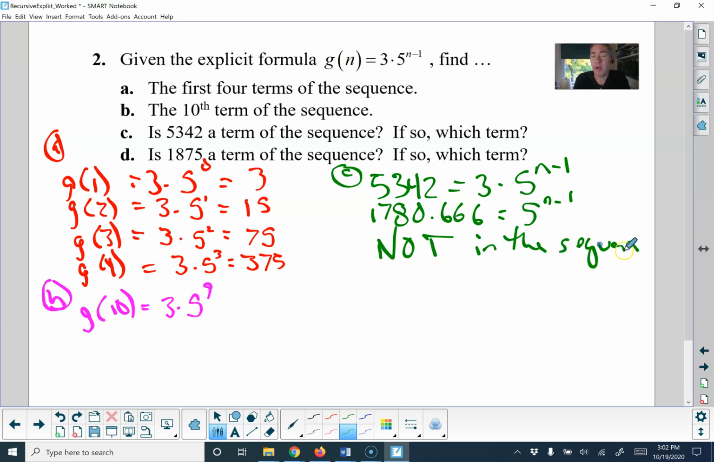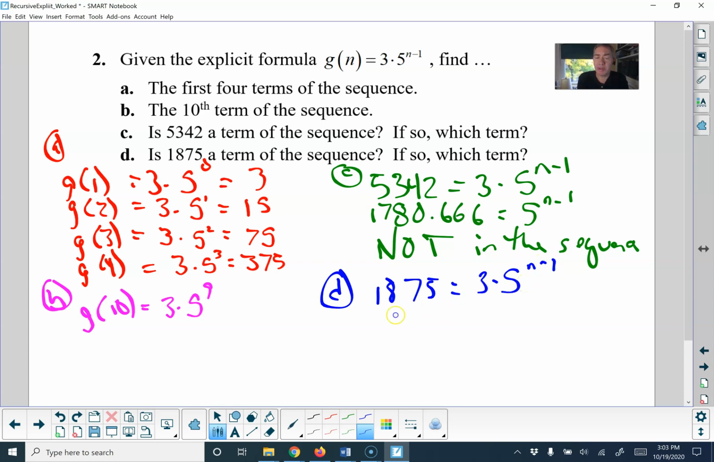Had we been clever, we could have figured that out right away, actually, because you notice the sequence is 3, 15, 75, 375. You're multiplying by 5 each time. After the first term, every term ends in 5, so there's no way that 5342 could have been a term of the sequence. 1875, on the other hand, just might, because it does end in 5.